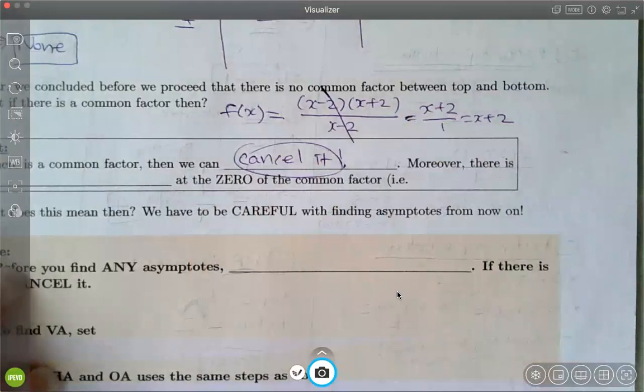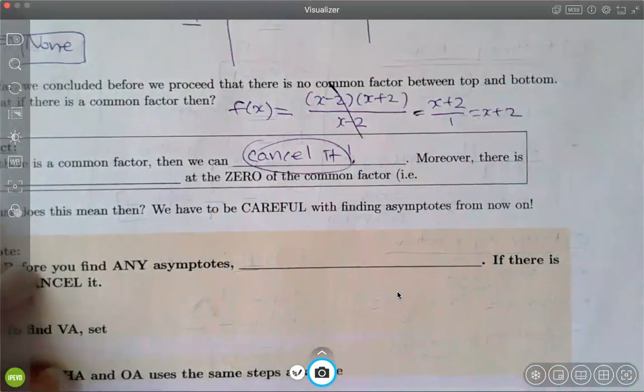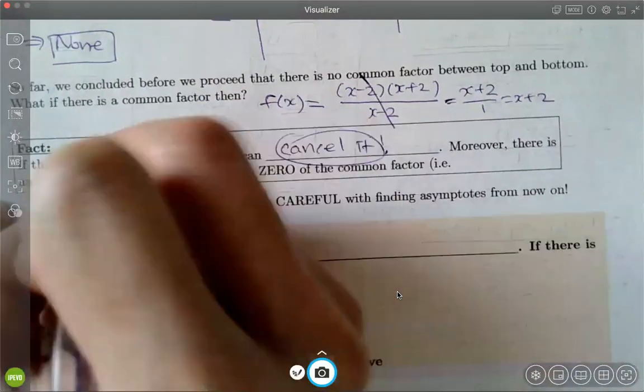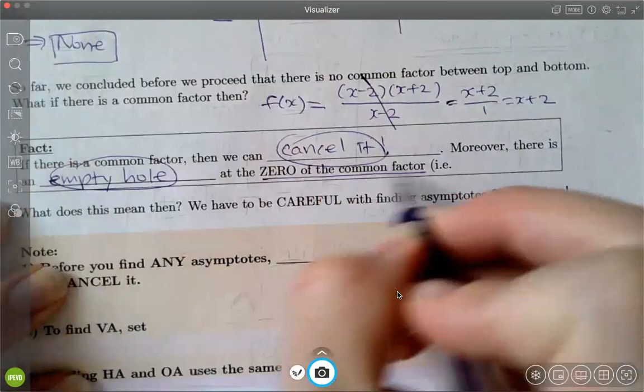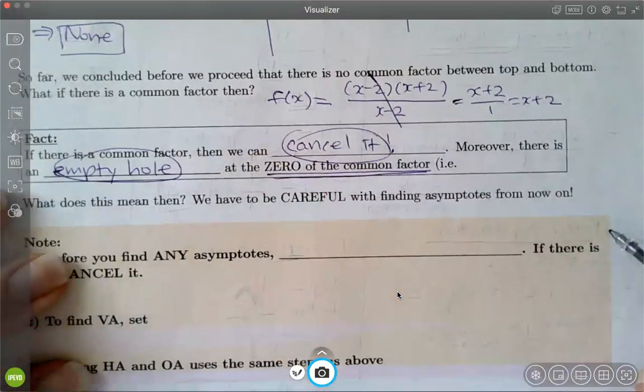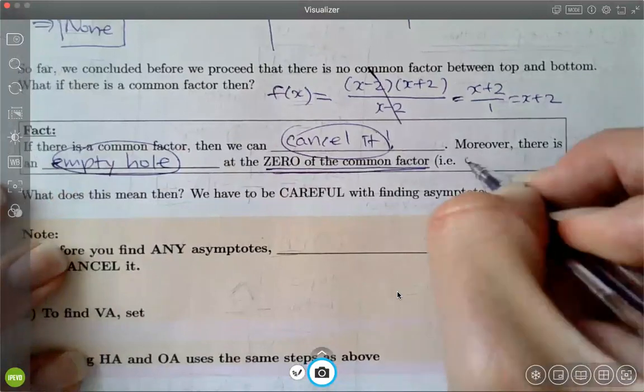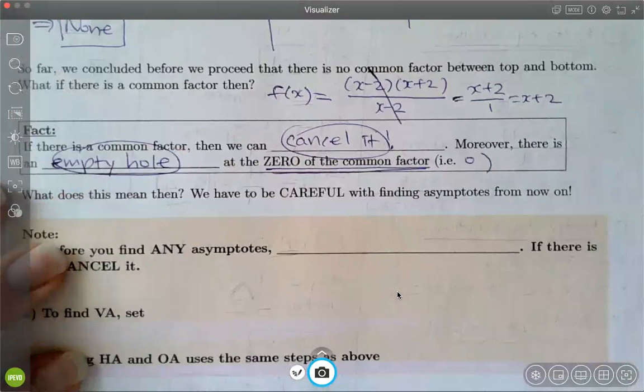So if there is a common factor, we can cancel it. And now, moreover, there will be an empty hole at the 0 of the common factor. So what does empty hole mean? This one. That's not a 0. Empty hole. So a point is missing basically on the graph for the 0 of the common factor.